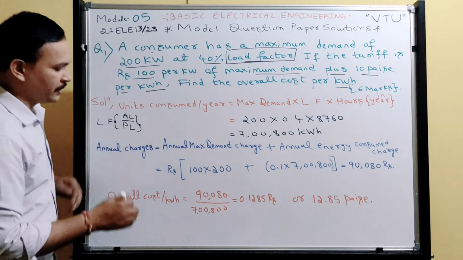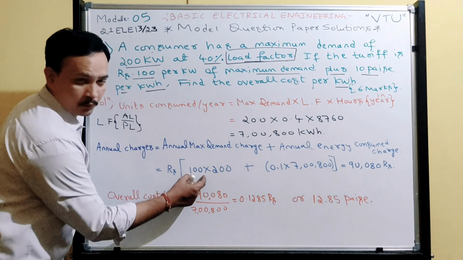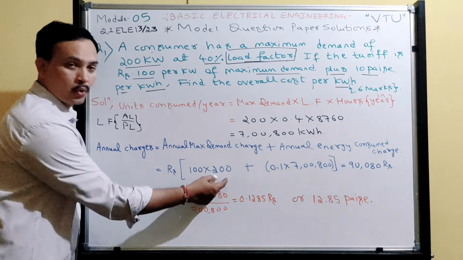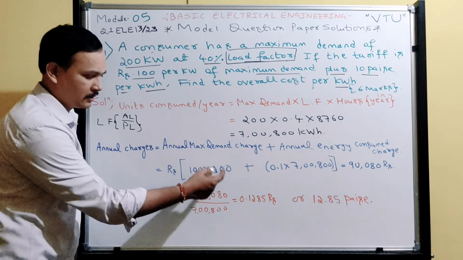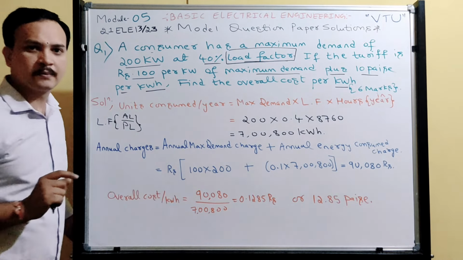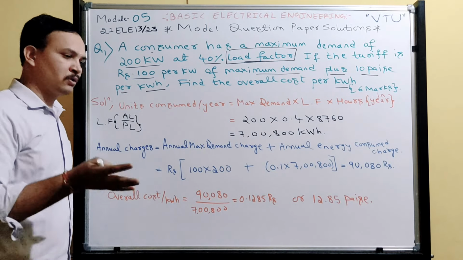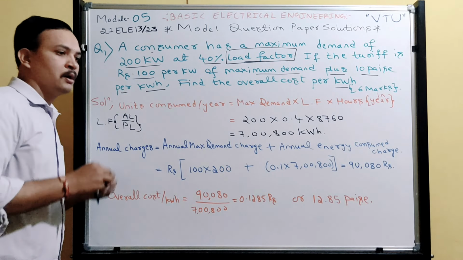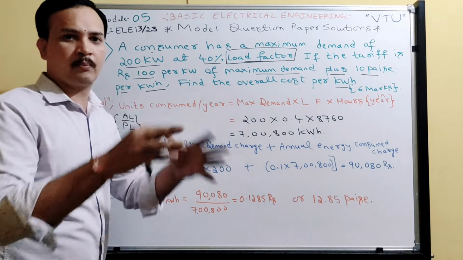So that is in rupees we can tell 100 rupees. What is the maximum demand? 200 kilowatt. 100 into per kilowatt, they are going to charge 100 rupees. Okay, fixed charge. Whether you consumed or not, because we are readily giving supply 24/7.